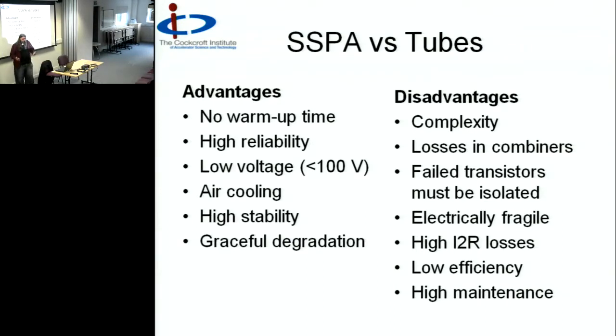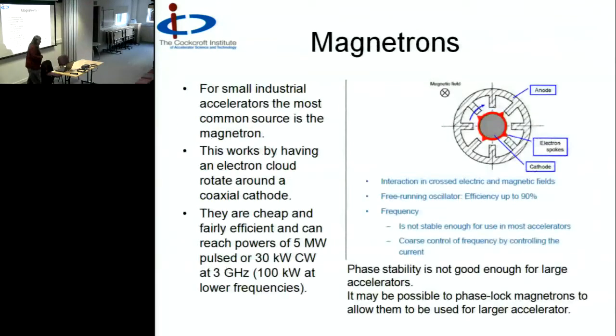When a transistor fails, you've got to stop it from affecting the other transistors, so you've got to isolate it. It's a bit fragile. It has very high losses, hence the 50% efficiency, which gives you low efficiency, and it's high maintenance. With a Klystron, you run it, and a technician has to go in once every 2 years to replace it. Maybe less than that, maybe once every 10 years, depending on how often you're running. With a solid-state amplifier, you need a technician going in every night to replace modules. So a lot of maintenance required there, but no downtime.